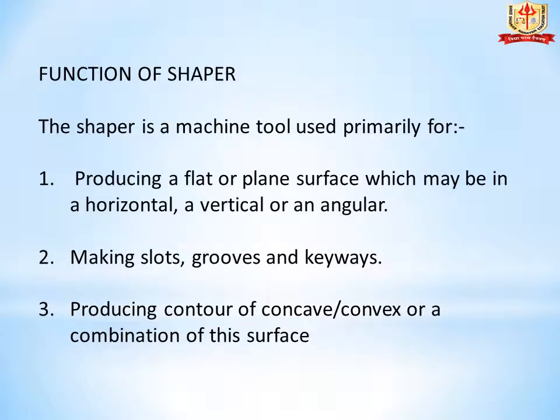Functions of shaper machine. The shaper machine is a machine tool used primarily for producing a flat or plane surface, which may be horizontal, vertical or angular. Second function is making slots, grooves and keyways. Third function is producing concave or convex surfaces, or a combination of these surfaces.